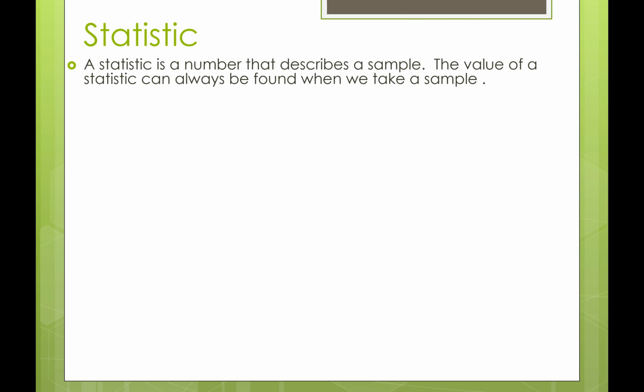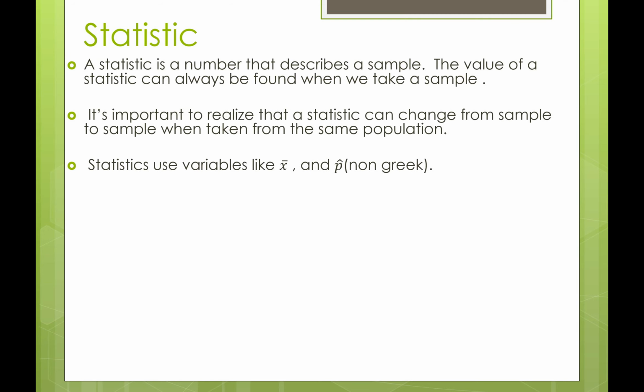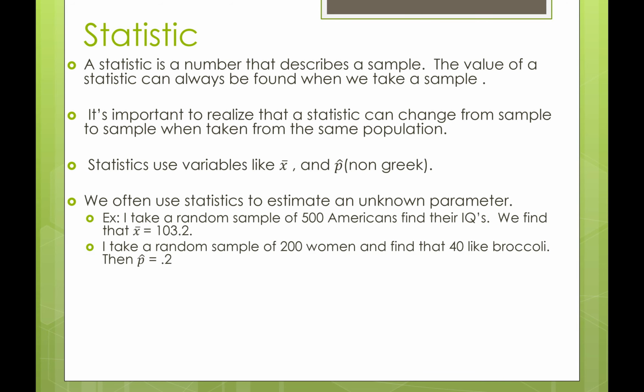A statistic is a sample because often we can't get the population. It's just not practical to be studying populations, so we sample the populations. And those we use non-Greek letters like X bar for mean, P hat for proportions, and some examples like if I just did 500 Americans, found their IQs, and found the mean, that would be X bar, not mu. Or instead of P, I would use P hat if I found like 200 women, only 40 like broccoli.